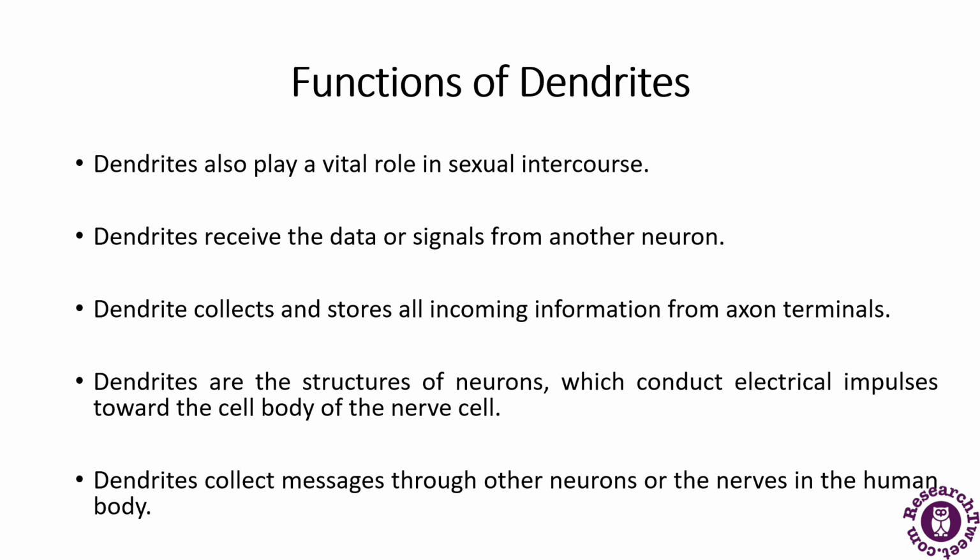These messages are passed through the nervous system towards the brain, where the brain sends instructions back to different parts of the body so that a reaction can occur. So this is how a dendrite functions in the neuron. So this was all about it.